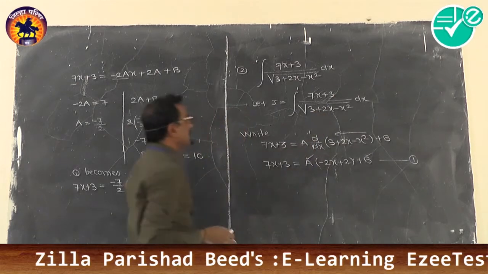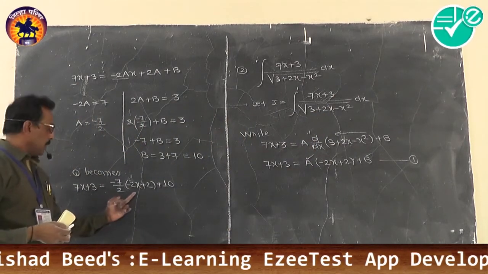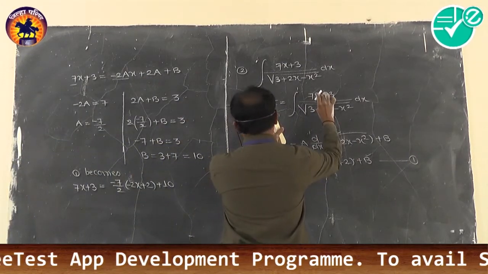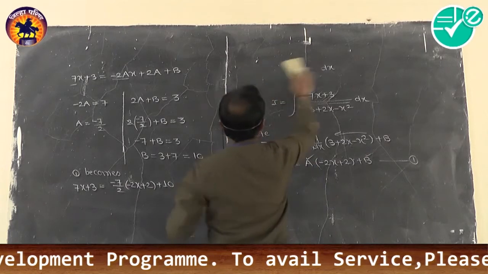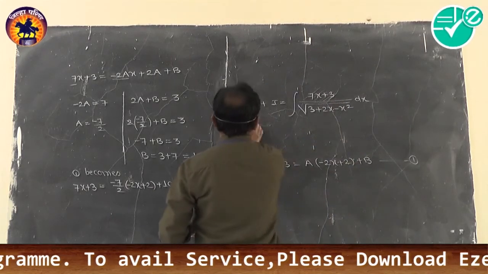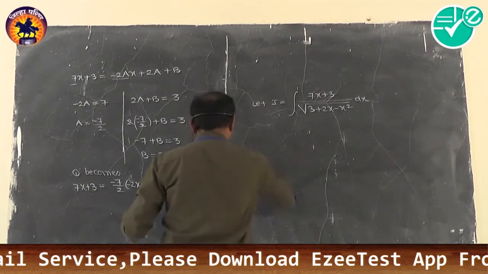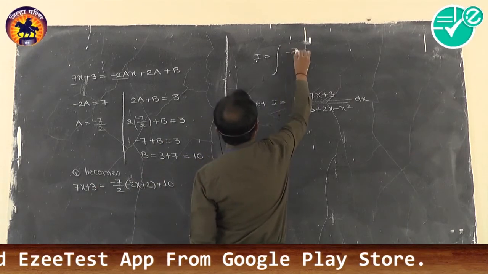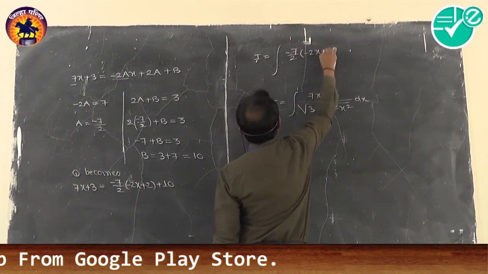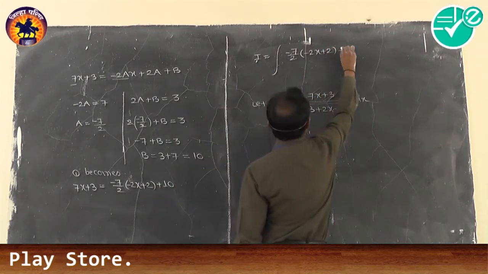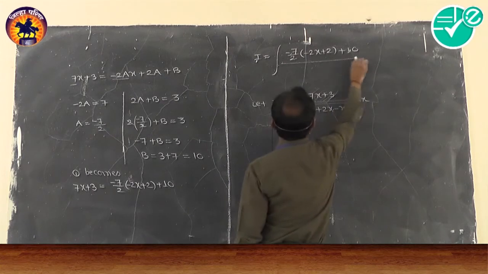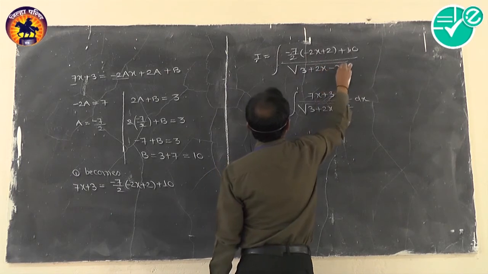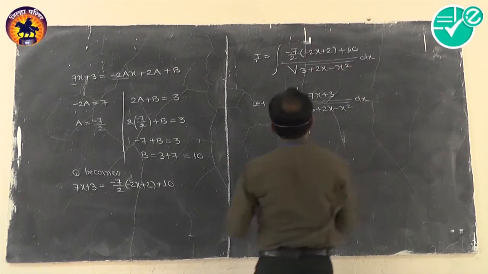This 7x plus 3 is replaced by minus 7 by 2 into 2x plus 2 plus 10. It is a numerator, then square root, and we will continue. Now this I, this shaded part, is replaced by this quantity. So I will write capital I is equal to, this 7x plus 3 replaced by minus 7 by 2 into minus 2x plus 2 plus 10, numerator divided by this denominator portion, square root of 3 plus 2x minus x square, and in that dx.